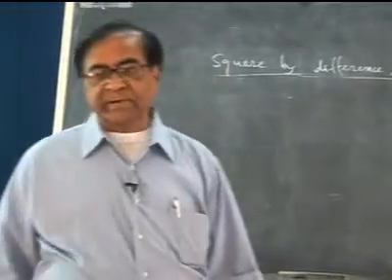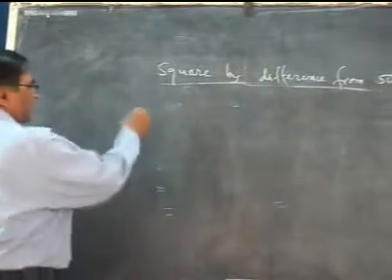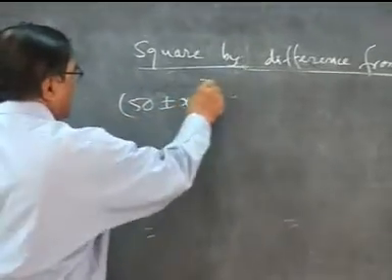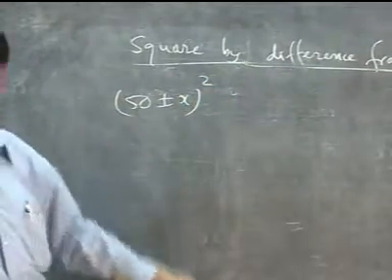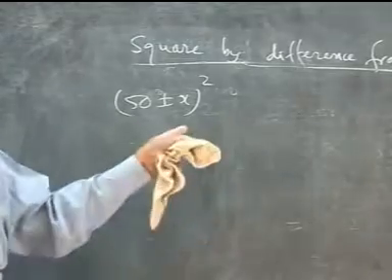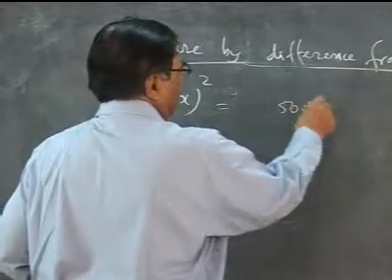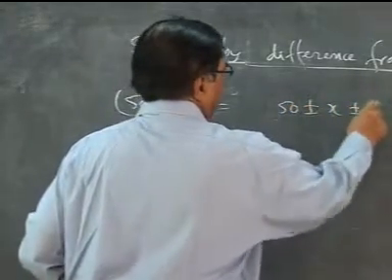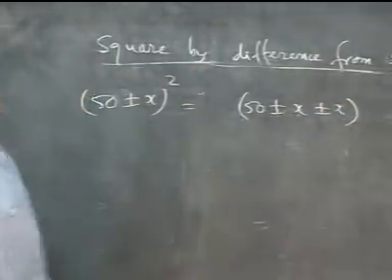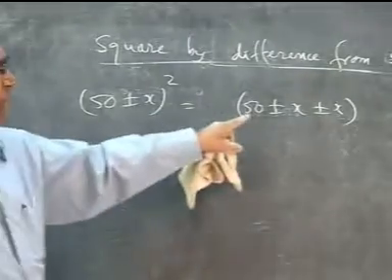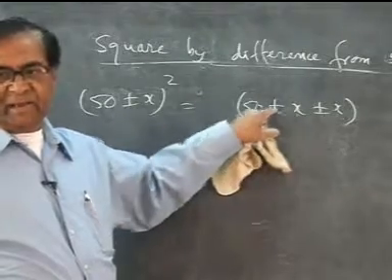Numbers between 25 and 75. I want 50 plus or minus x square. As per our Yavadadhikam method, we take 50 plus minus x plus minus x. As much more as you have to increase, as much less you have to decrease.